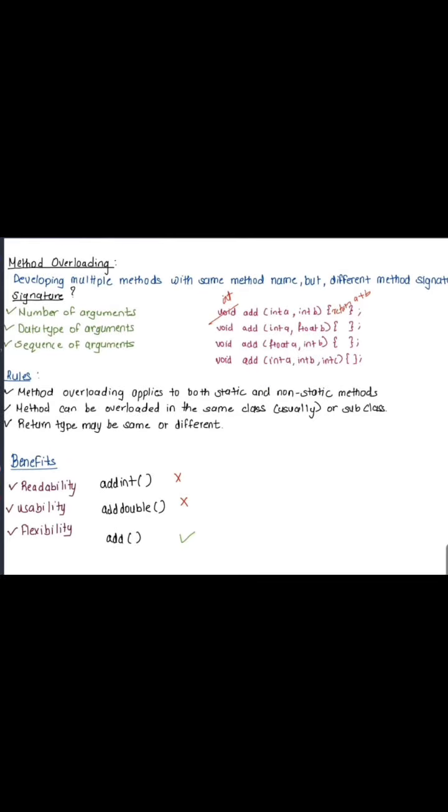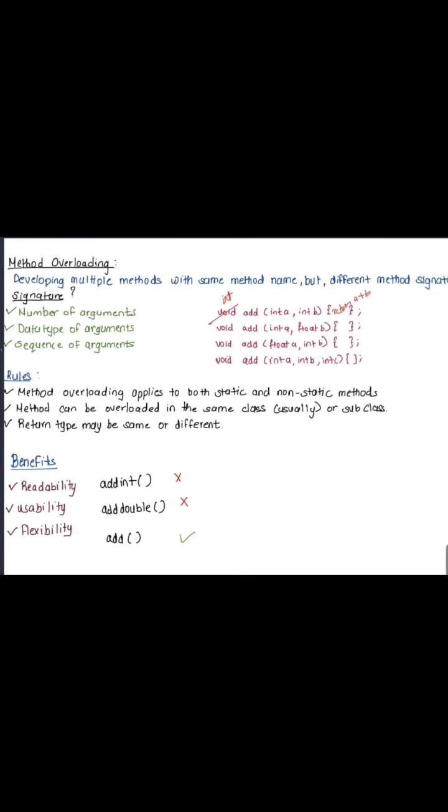Now let's see the rules. Method overloading applies to both static and non-static methods. Method can be overloaded in the same class, which is usually we overload the methods in the same class or a subclass. And the return type may be same or different. Okay. Now let's see the benefits. So if you see, the readability, usability, and flexibility has increased because of method overloading.